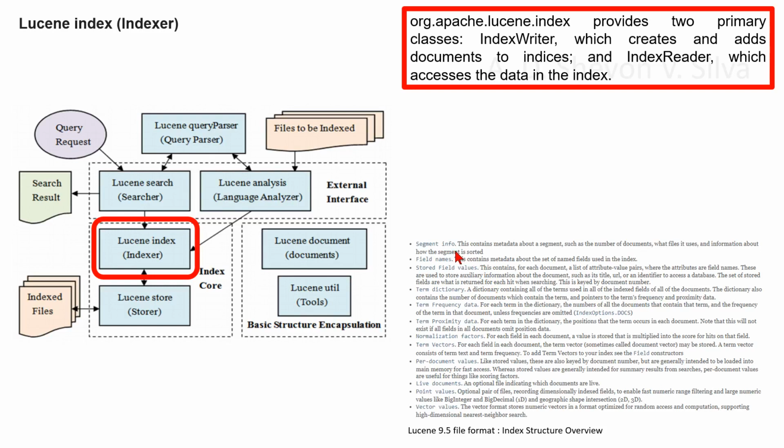Here is the class Lucene90SegmentInfoFormat in the package org.apache.lucene.codecs.lucene90, the Lucene 9.0 segment info format. Here is the class Lucene94FieldInfosFormat in the package org.apache.lucene.codecs.lucene94. Class Lucene90StoredFieldsFormat in the package org.apache.lucene.codecs.lucene90.